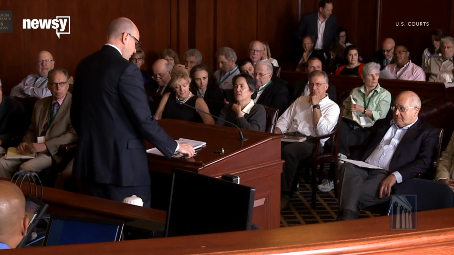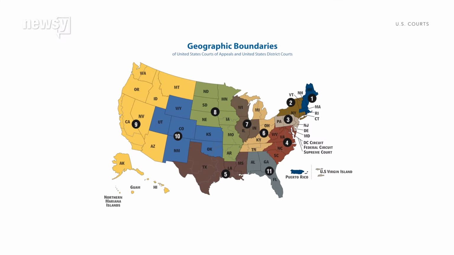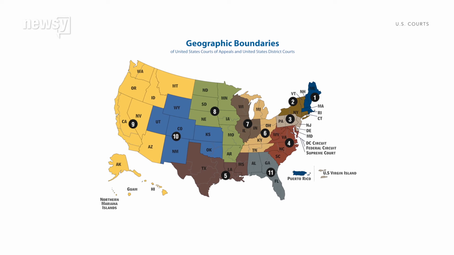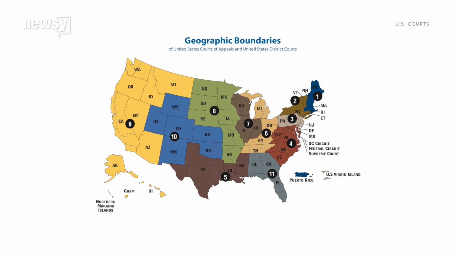Then the circuit courts of appeal. A federal district court's decision can be appealed to a circuit court of appeals. There are 12 federal circuits that divide the country into different regions, plus the Court of Appeals for the Federal Circuit, which has jurisdiction over national issues, things like trade and patents.